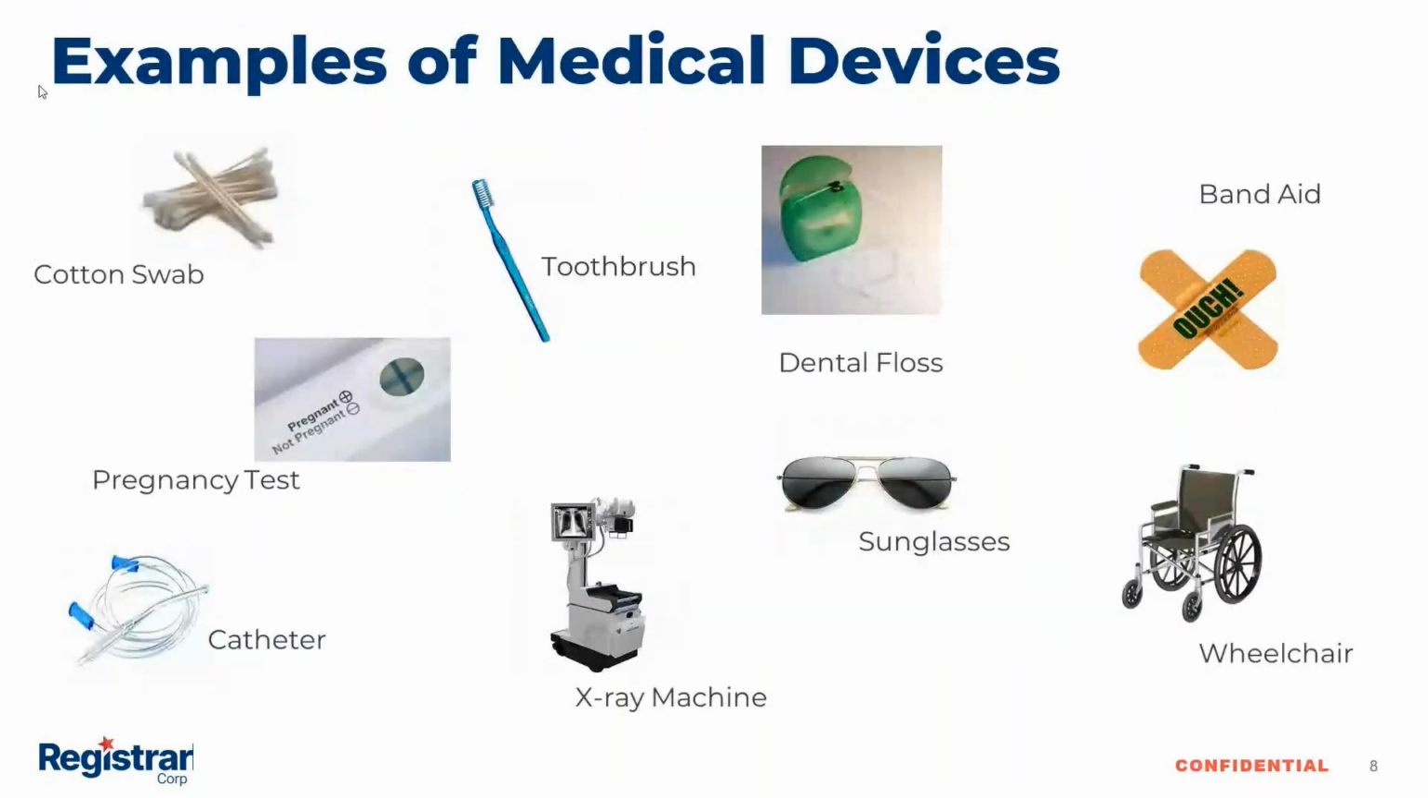Here we have some examples of medical devices, and that is a wide range that starts with very simple things like a cotton swab that you can use as an applicator to apply something or to take specimens from a body, over a toothbrush, dental floss, band-aid, pregnancy test, catheter, x-ray machine, or a wheelchair, and on and on and on. There is a wide variety of medical devices.